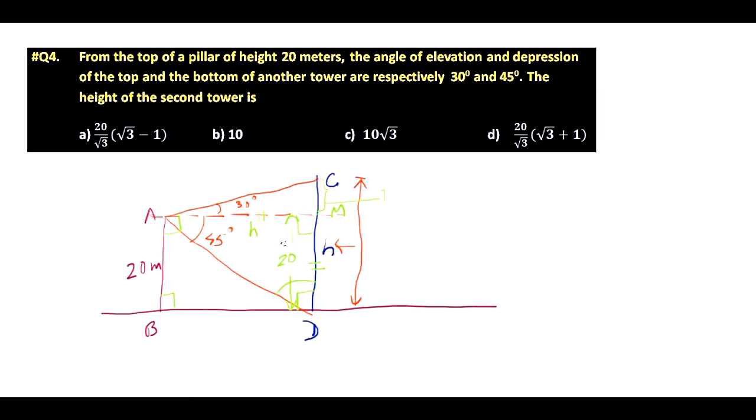I'm very sorry, this will not be h. This h is completely this 20. This will be 20. Yes. This will be 20 because this is 20, so this will also be 20.